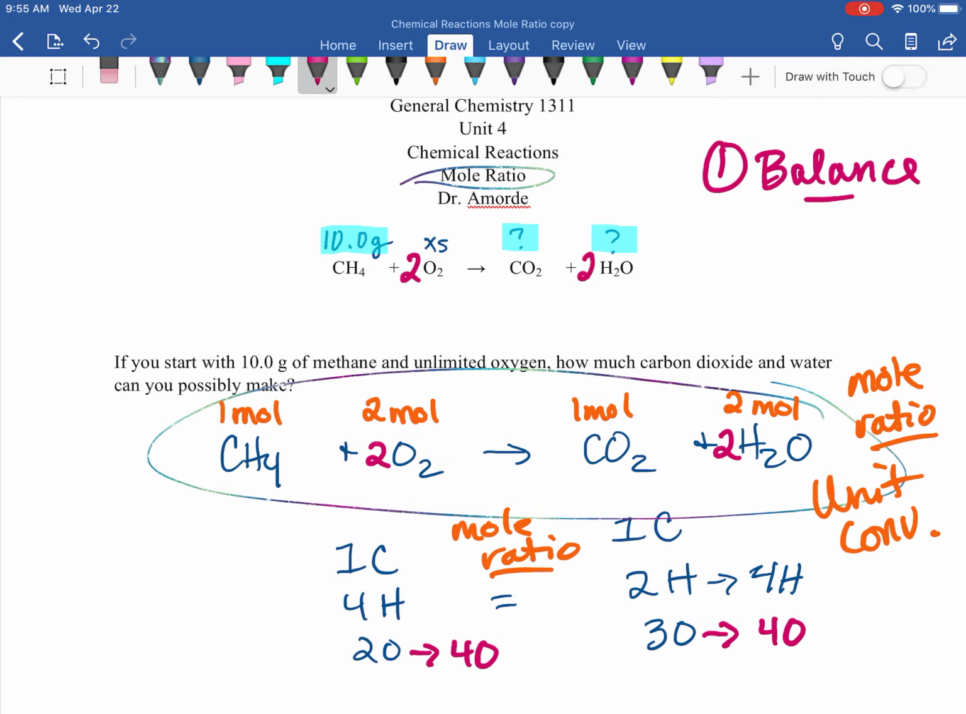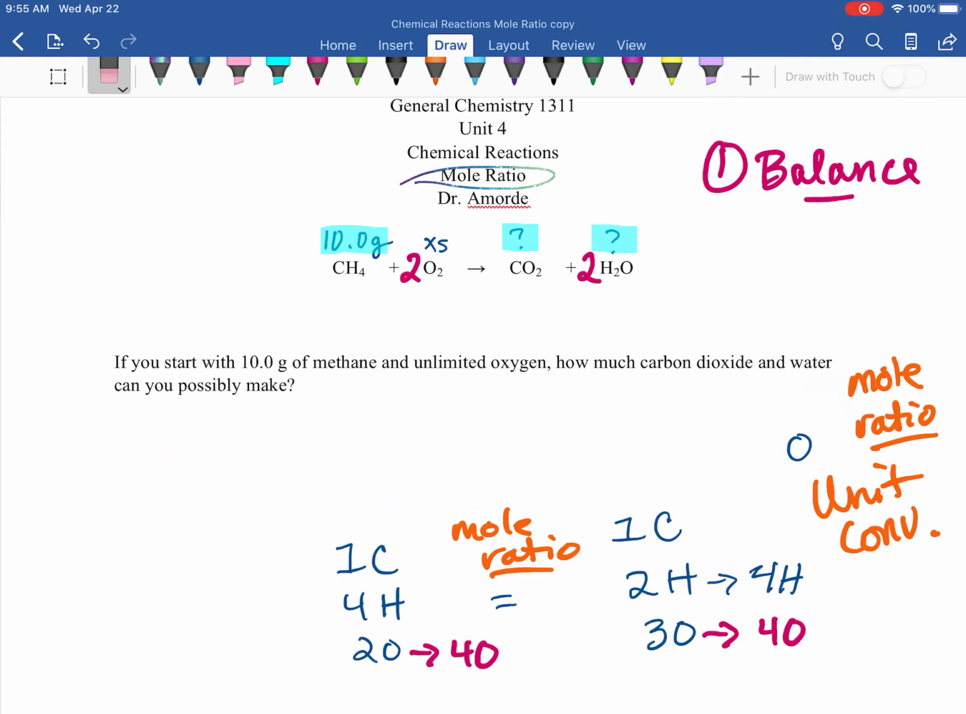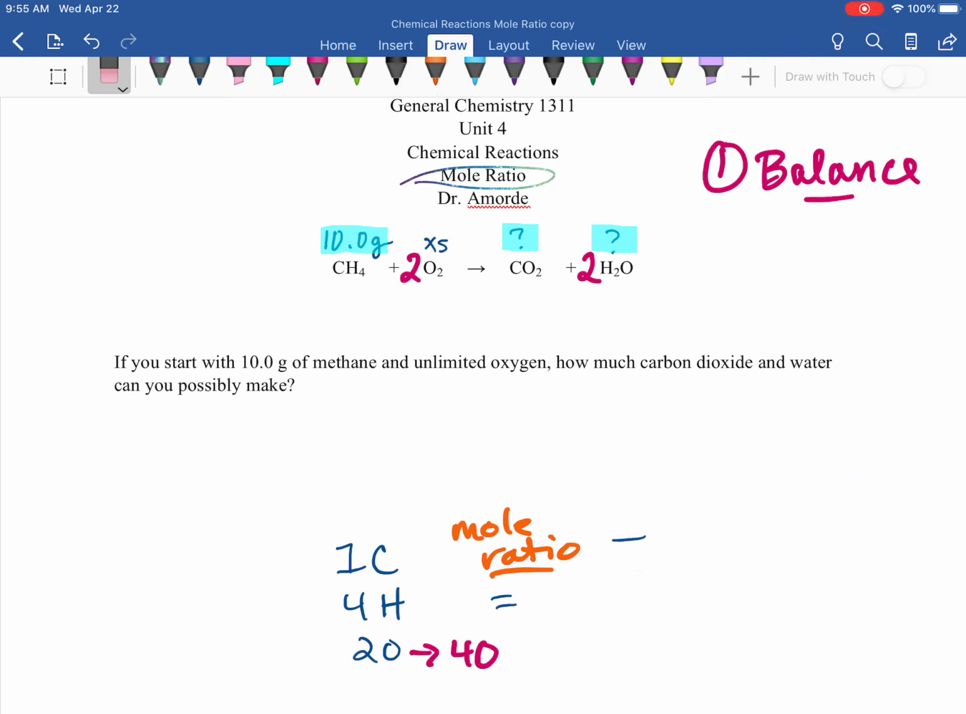All right, so let's go ahead and add in our balance numbers up here. I'm going to keep the question marked on there, but I'm going to add in a 2 here, and I'm going to add in a 2 there. And then screenshot if you need to, because I'm going to erase down here so we can start our math.